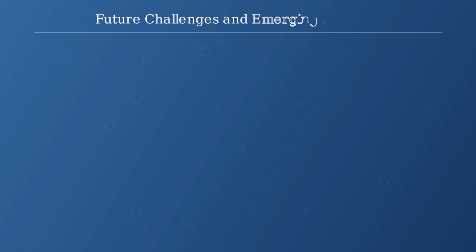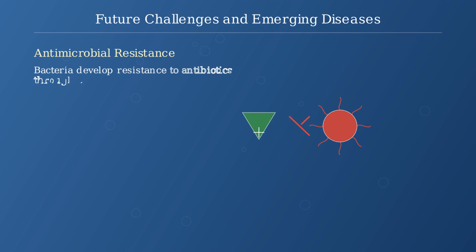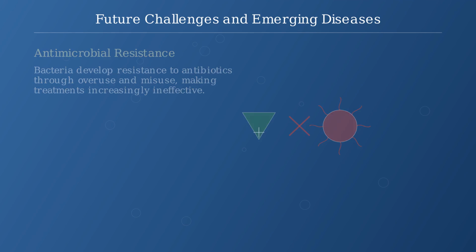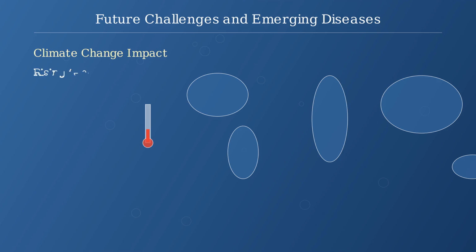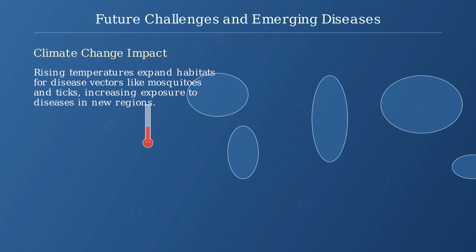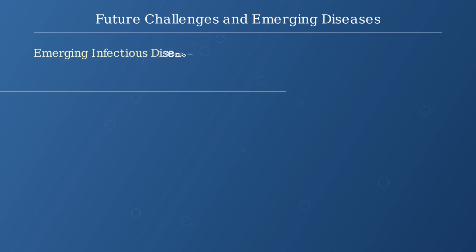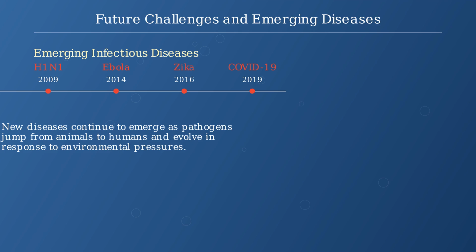As we look to the future, several major challenges threaten our progress in controlling communicable diseases. Antimicrobial resistance occurs when bacteria, viruses, and other pathogens evolve to resist treatments. This threatens our ability to treat common infections. Climate change alters the patterns of disease transmission. As temperatures rise, disease-carrying vectors like mosquitoes and ticks expand into new regions. Over the past 2 decades, we've witnessed the emergence and spread of several new infectious diseases. These outbreaks remind us of the constant threat posed by emerging pathogens.